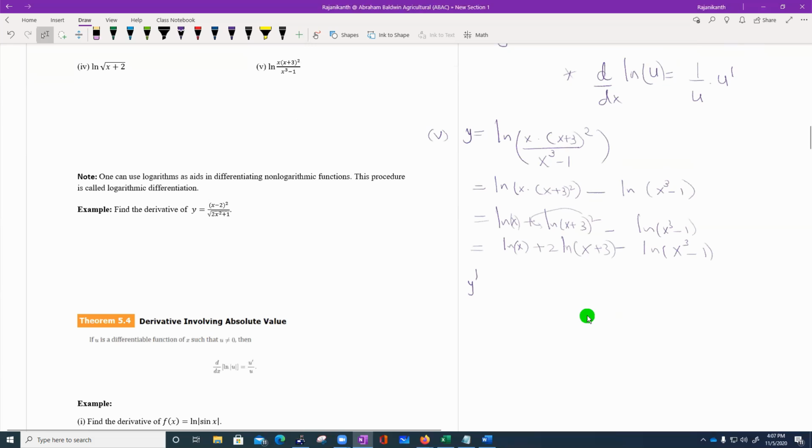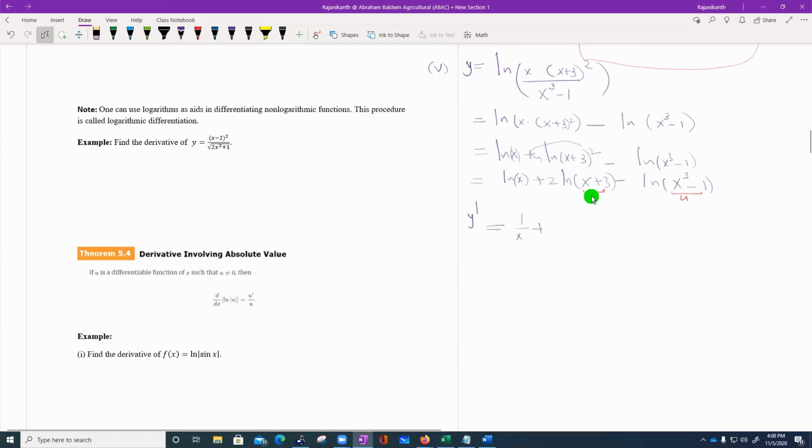Now I'm going to take the derivative, y prime, and find the derivative one by one. The derivative of ln x is 1 over x. Now here you have to use the chain rule. If this is u, 2 is a constant, so 2 times ln u gives 1 over u, where u was x plus 3, times the derivative of u; the derivative of x plus 3 is just 1. Then minus, again use the u substitution here, ln u gives 1 over u, where u is x cubed minus 1, times u prime. Now you have the derivative of this guy, which is 3x squared, right?